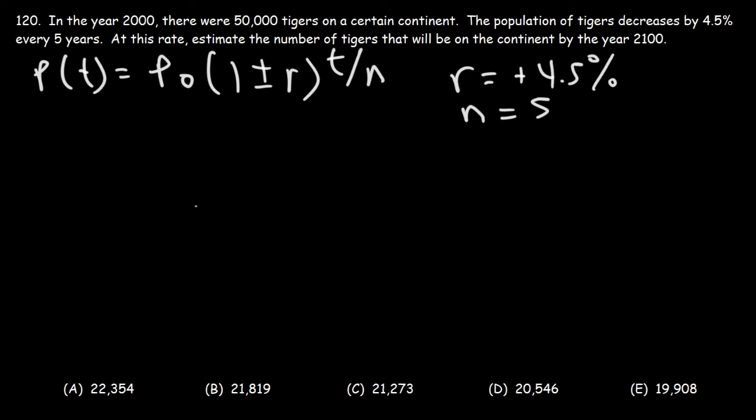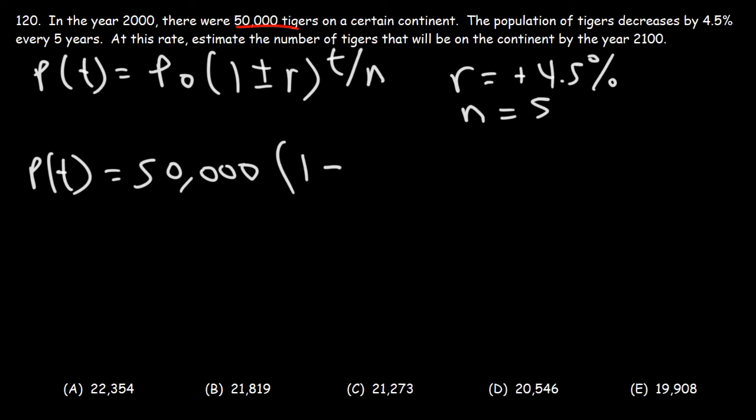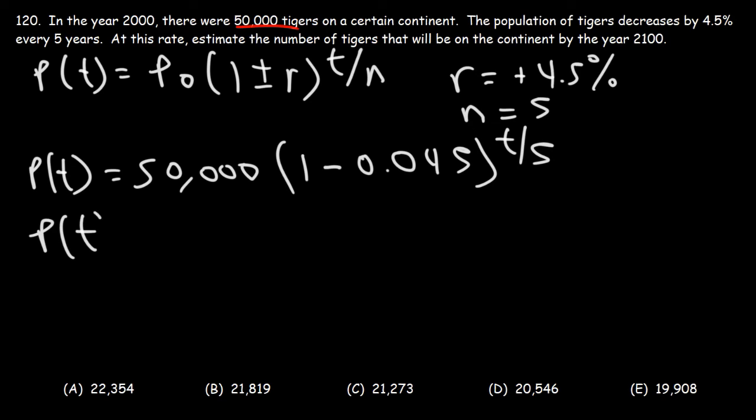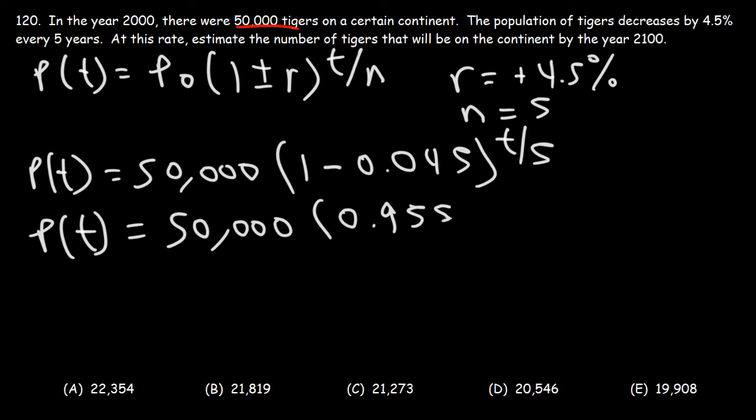Now the initial population, P0, that's going to be 50,000. So the formula is going to be 50,000 times 1 minus 4.5%. If we divide that by 100, that's 0.045. And then we're going to raise it to the t divided by 5. So we have P of t is equal to 50,000, 1 minus 0.045, that's going to be 0.955. And that's raised to the t over 5.